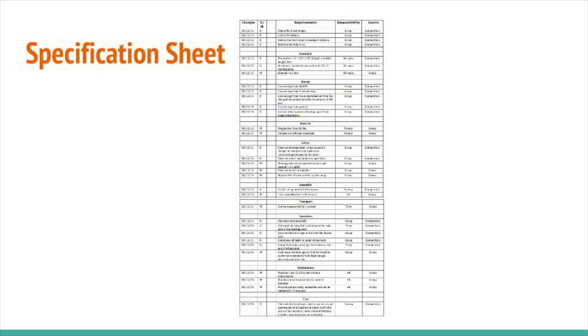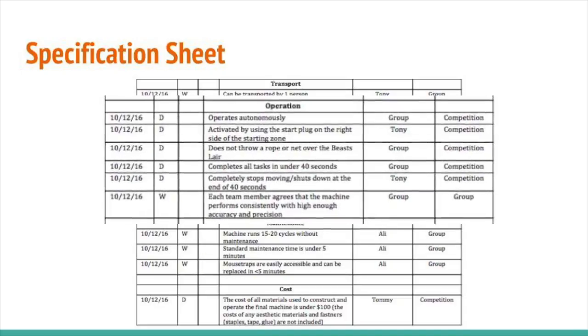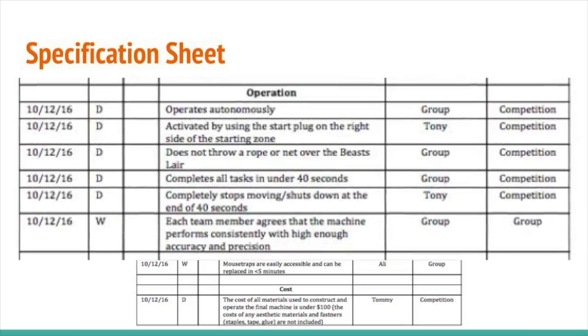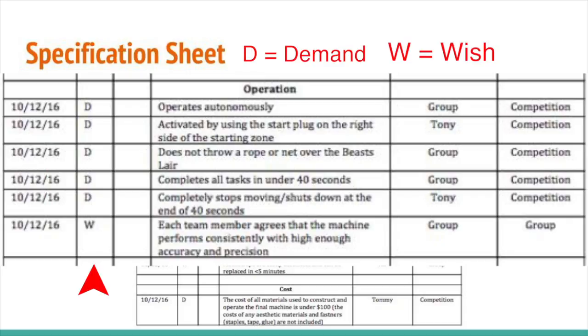Here we see the specification sheet, or the spec sheet for short. The goal of the spec sheet is to provide details about the performance requirements that the machine must satisfy. These requirements are organized into categories. Let's zoom in on a few. By looking at the operation category, we see a few important specs listed, such as the machine must operate autonomously and stop all operations completely after 40 seconds. This column identifies if the specification is a demand, D, or a wish, W. Specifications marked with a D must be satisfied. If they are not, the machine can be disqualified from the competition.